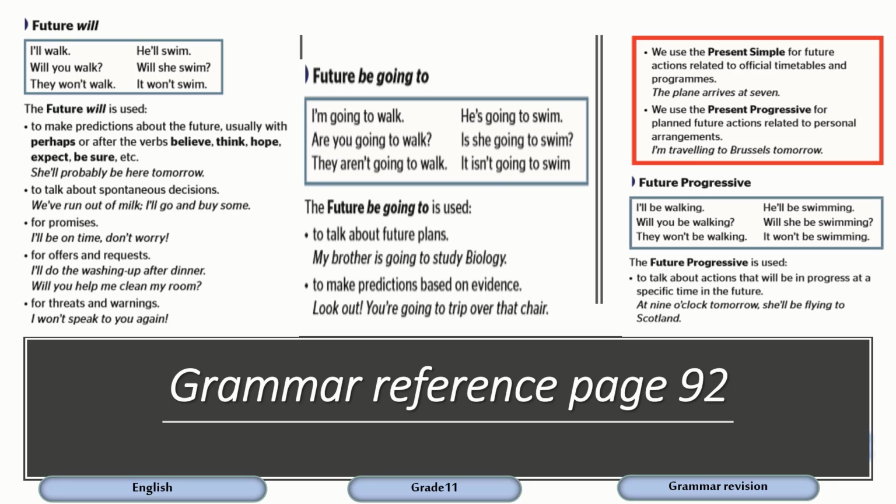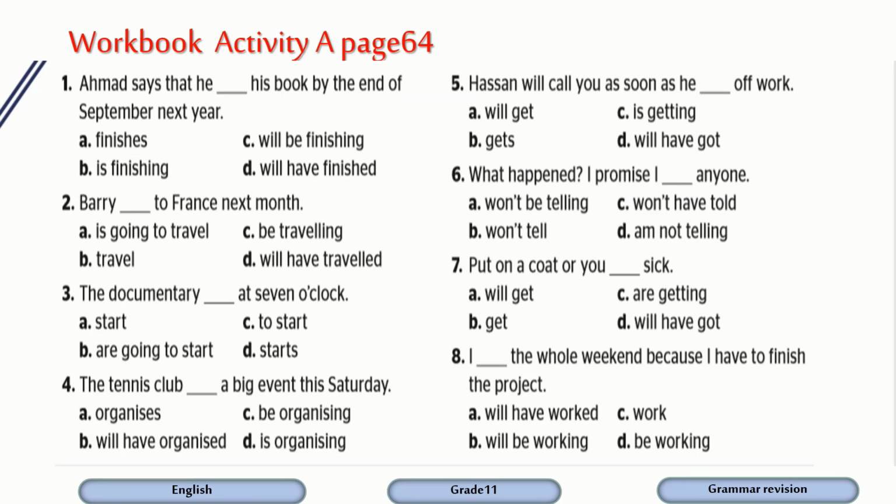Don't forget to refer to the grammar reference page 92. As you can see here, we have all the explanation for will, be going to, the future progressive. So it is very important to refer to the grammar reference. Now please go to your workbook page 64. We are going to revise the future tenses starting from the sentence number 2. Barry to France next month. As you can see here, we have different options and we have next month. So is going to travel because of course this is an intention or a plan.